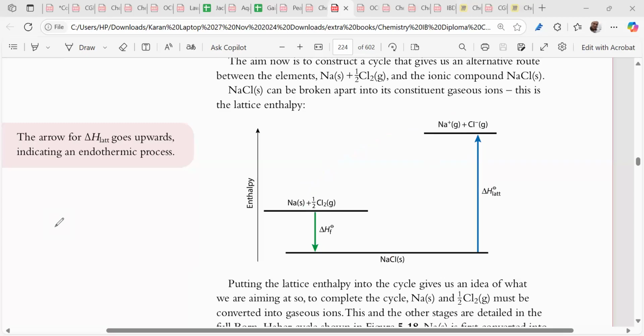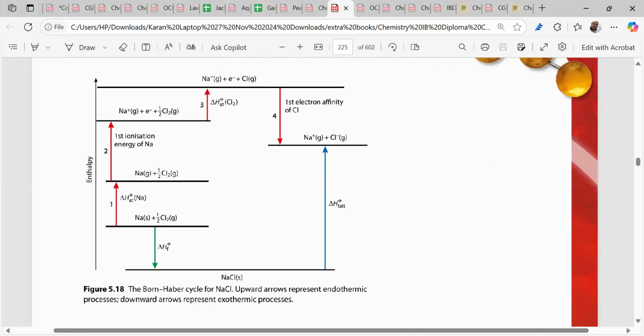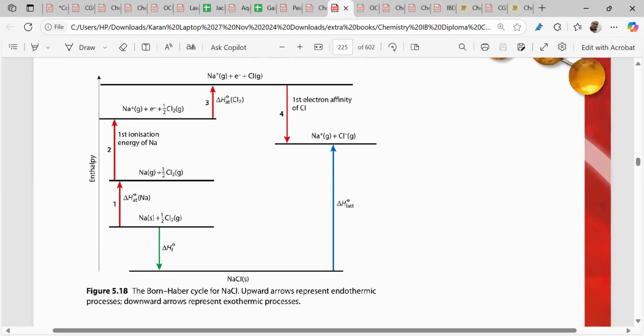Now over here, we first connect this like this. We are taking the enthalpy of formation. Is it exothermic? Yes, it's exothermic, so the arrow points down. Now remember one thing: don't try to do both things at the same time. Don't touch chlorine and sodium together. Leave chlorine for now. First complete sodium.